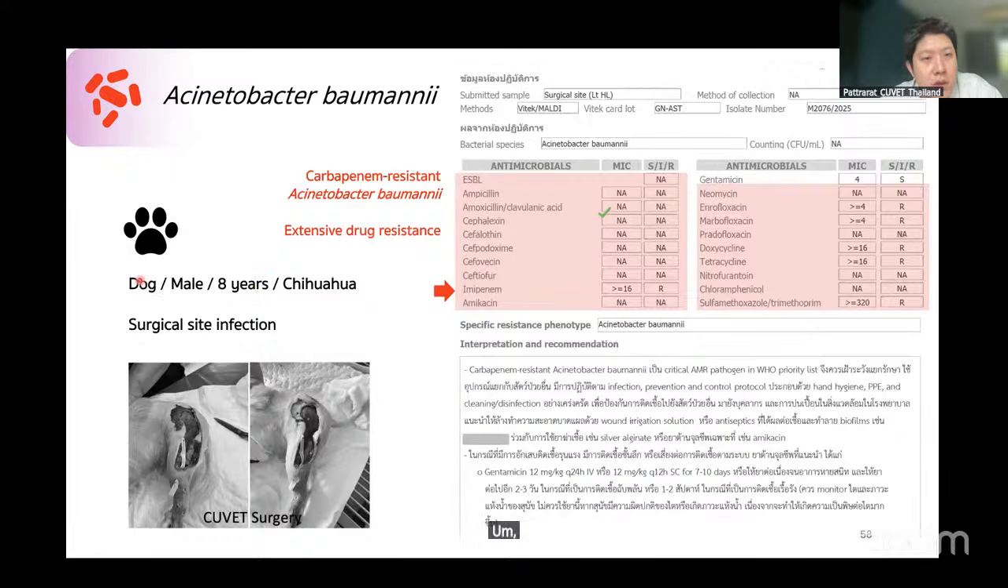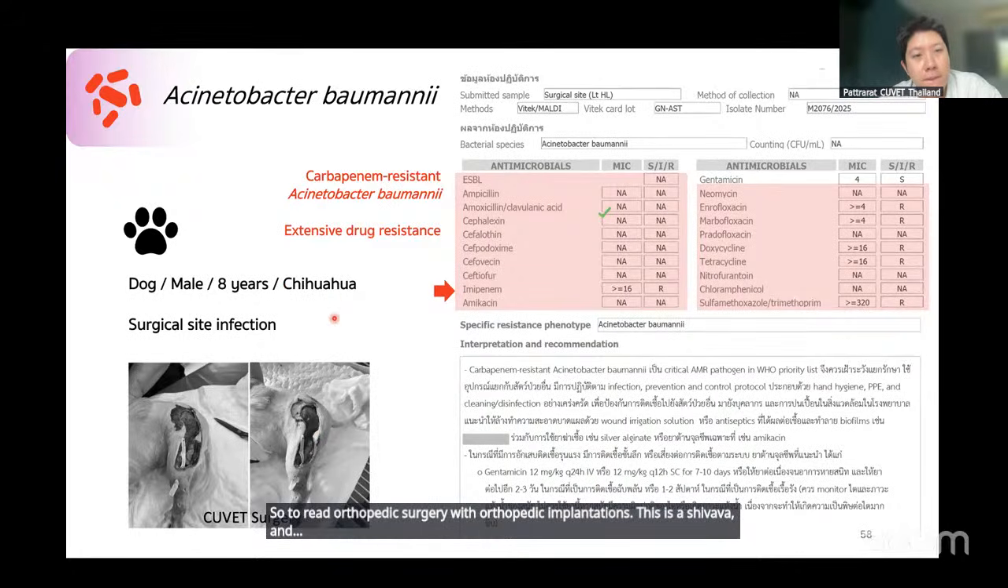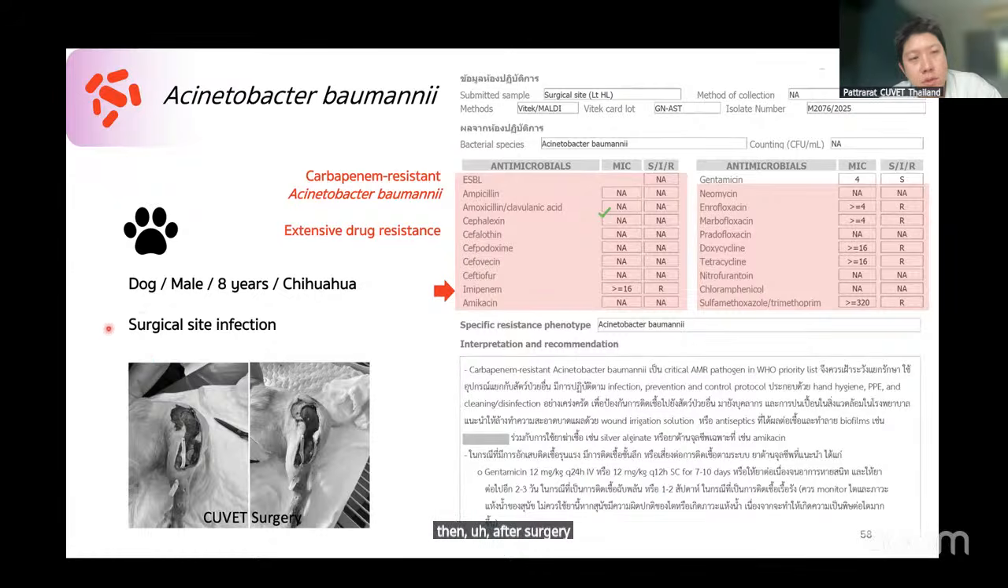This case is a dog that underwent orthopedic surgery with orthopedic implantations. This is a Chihuahua. After surgery, the dog developed a surgical site infection. Okay, this is very invasive. So you can see, I show it only in monotone.